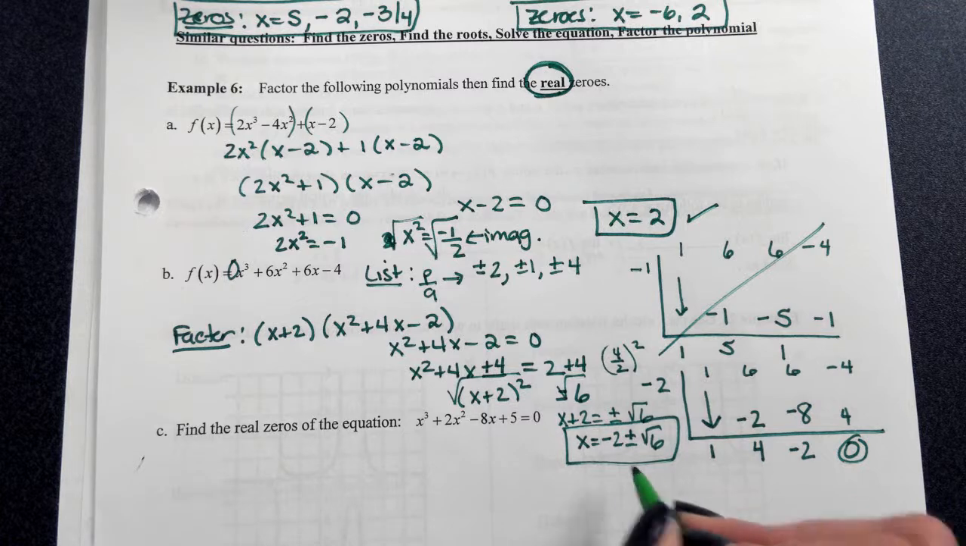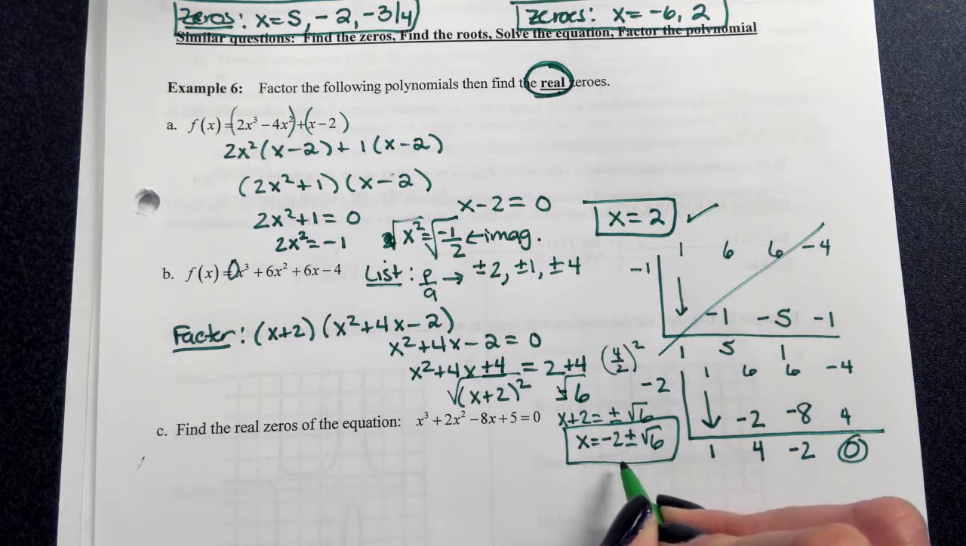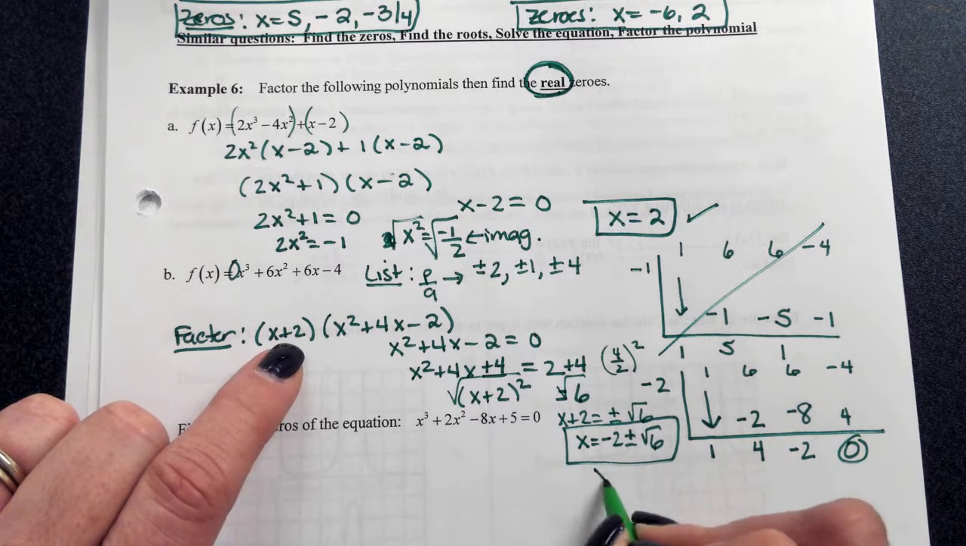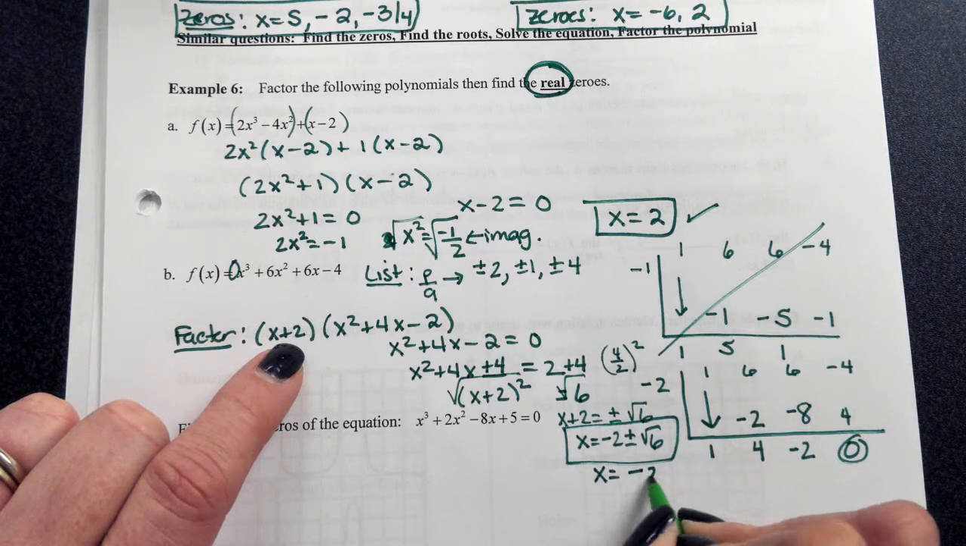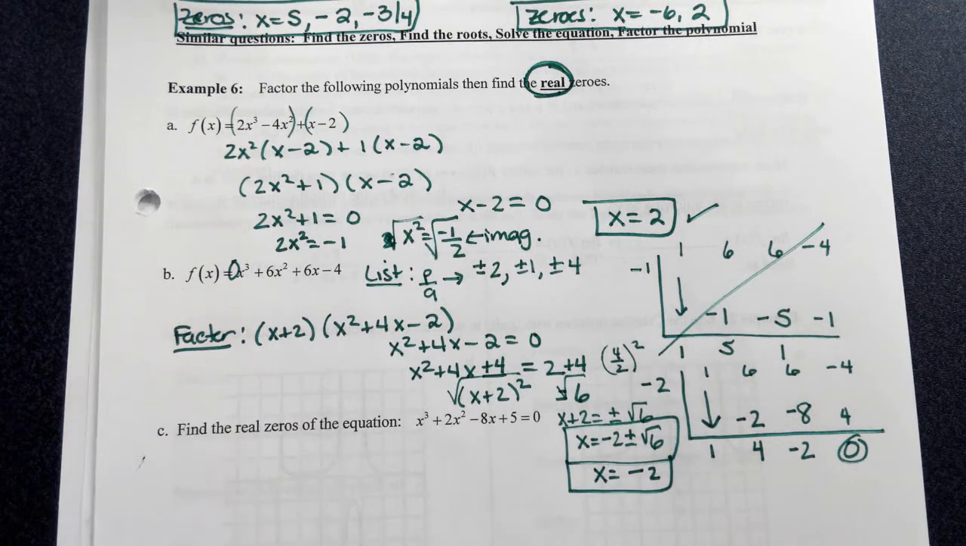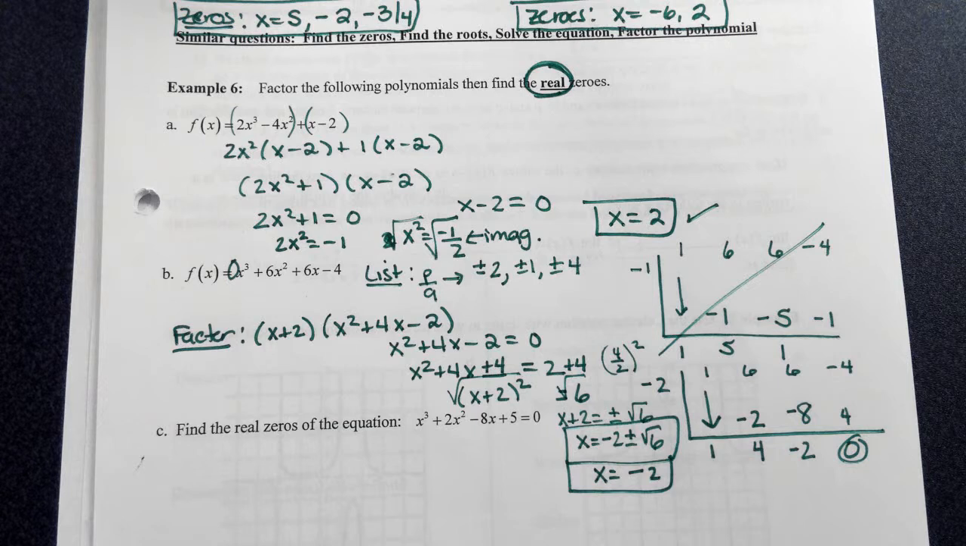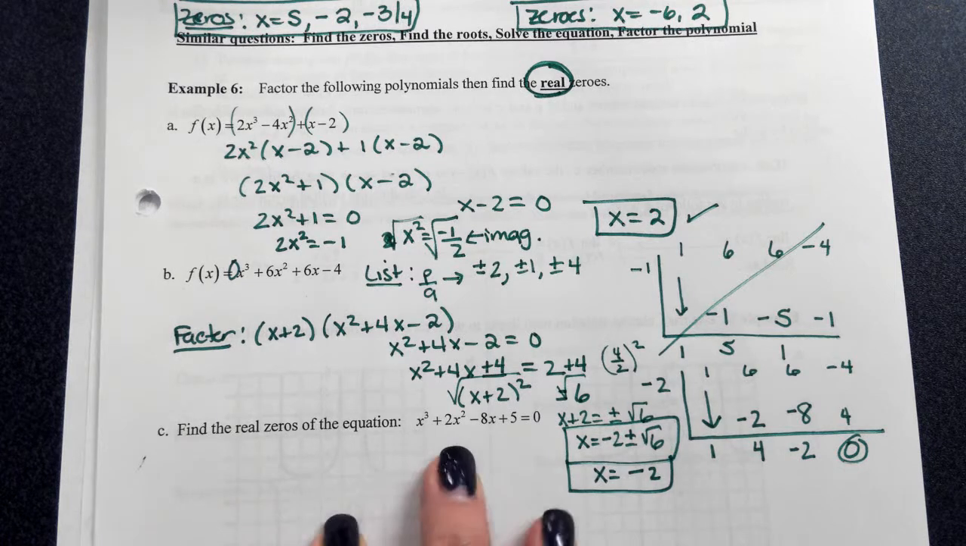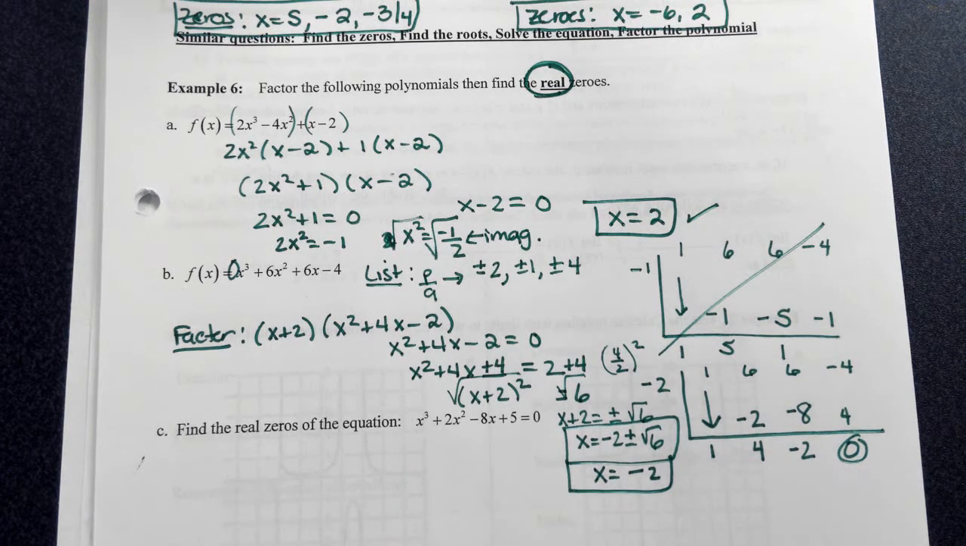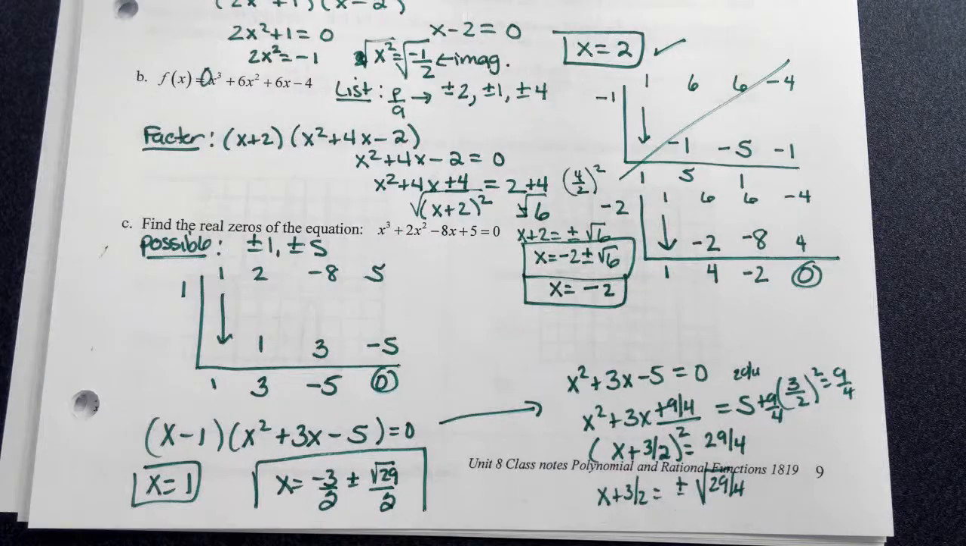What's another solution besides -2 plus or minus square root 6? Don't forget your other factor. Your other one's going to be x equals -2. How many solutions do you have sitting there? 3. What's the degree? 3. Did I find them all? Yes. Okay. You guys go ahead and try C on your own.